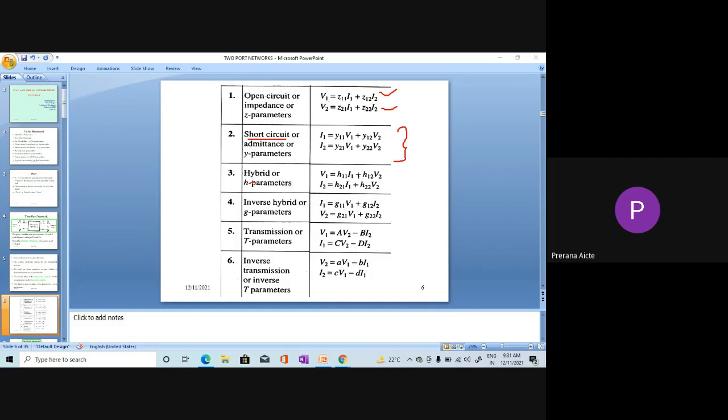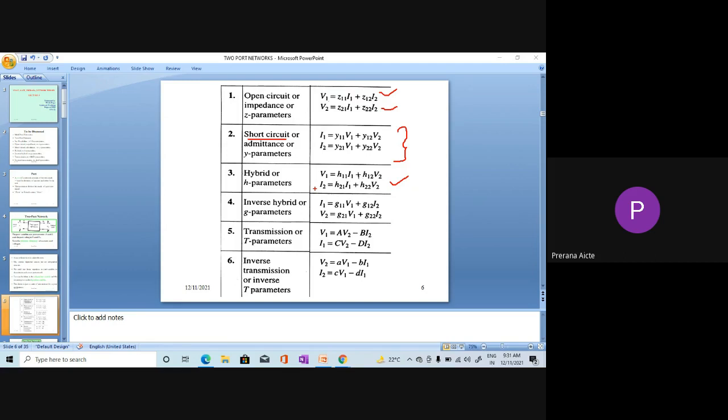So going forward, we have another one, hybrid or H parameters. The hybrid parameters, the name itself is indicating hybrid. If you look at the open circuit parameters and short circuit parameters, open circuit parameters are subjected to voltages and short circuit parameters are subjected to currents. Whereas your hybrid parameters are subjected to voltage and current, so there is some combination of voltage and current.